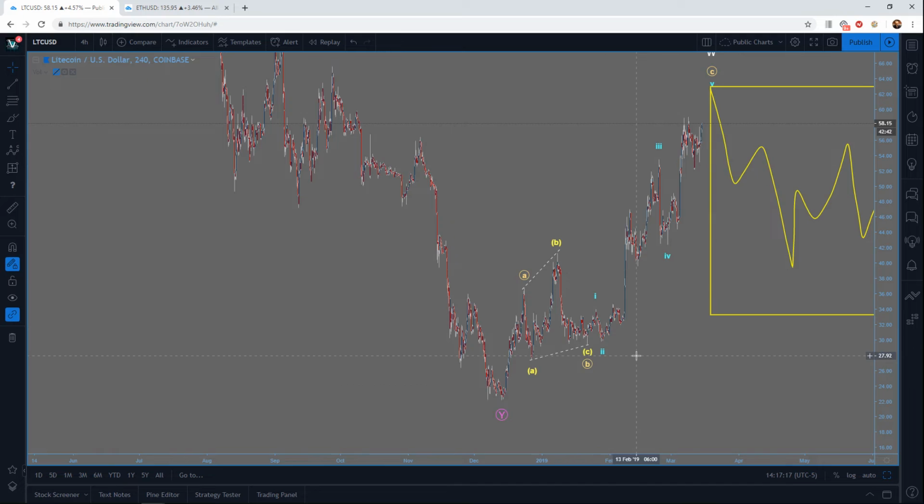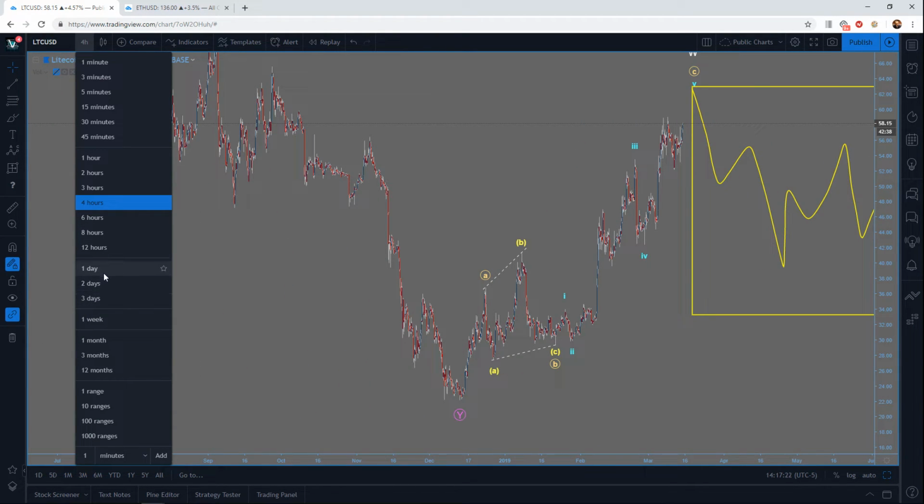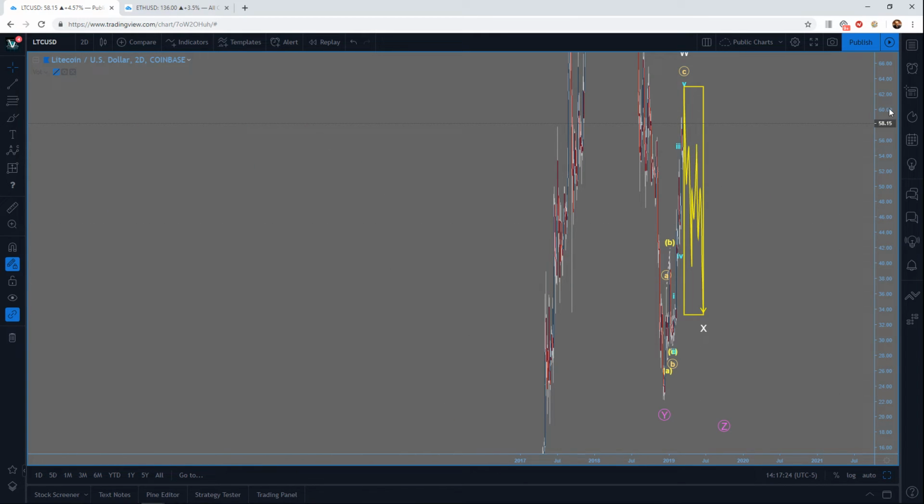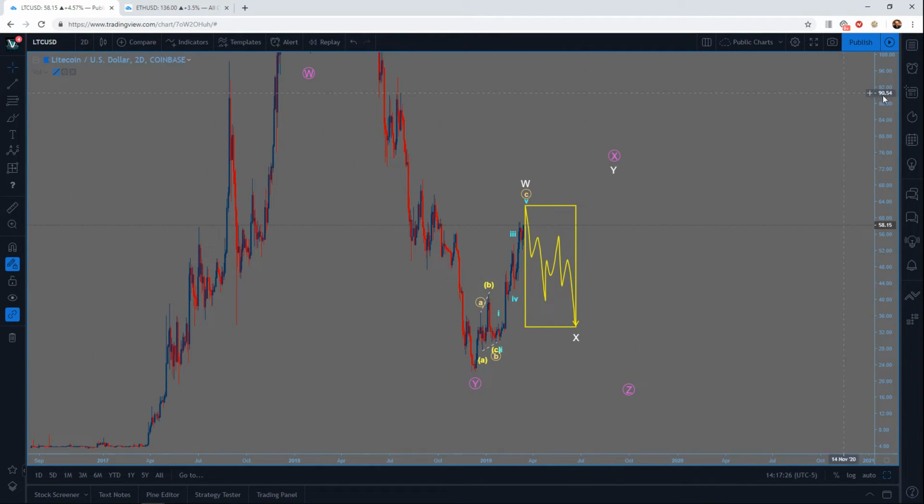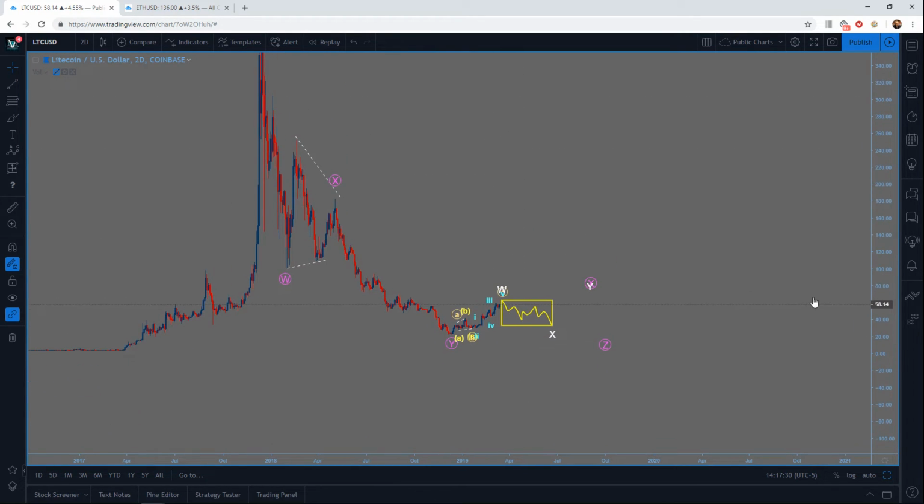And we won't even really focus on the long-term count. Well, I guess let's go ahead and just glance at it real quick. On the long-term count, we still have a flat right up here. I have that flat as the entirety of the X wave. So now, if we put in a WX, we had a Y come down, now I believe we're putting in another X wave.